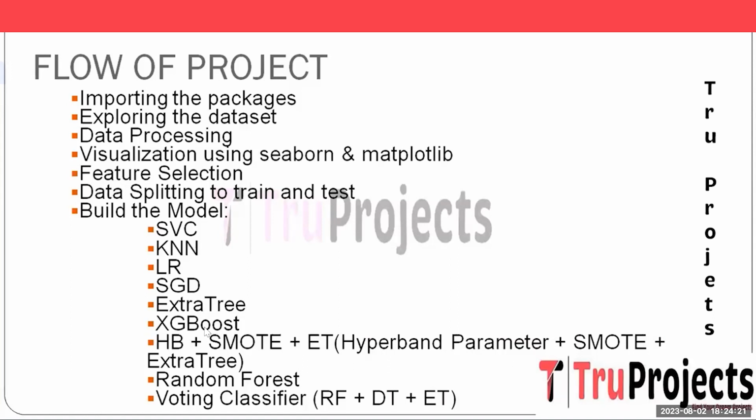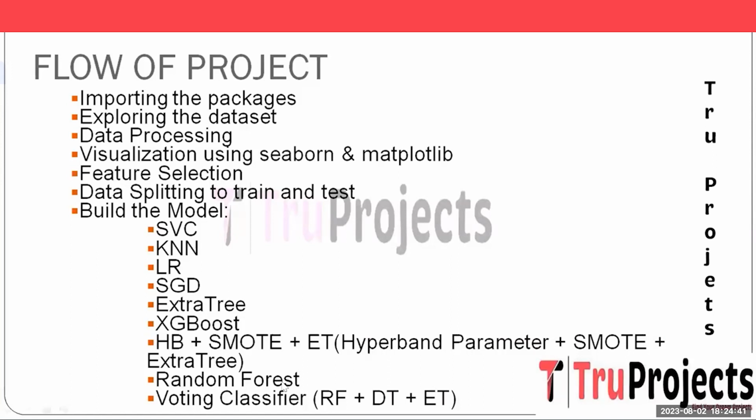Hyperparameter tuning optimizes the model performance. And the next one is hyperband parameter plus SMOTE plus extra tree. This composite model combines the hyperband parameter, SMOTE, and extra tree. It optimizes the hyperparameter efficiently, mitigates the class imbalance, and enhances the feature representation.